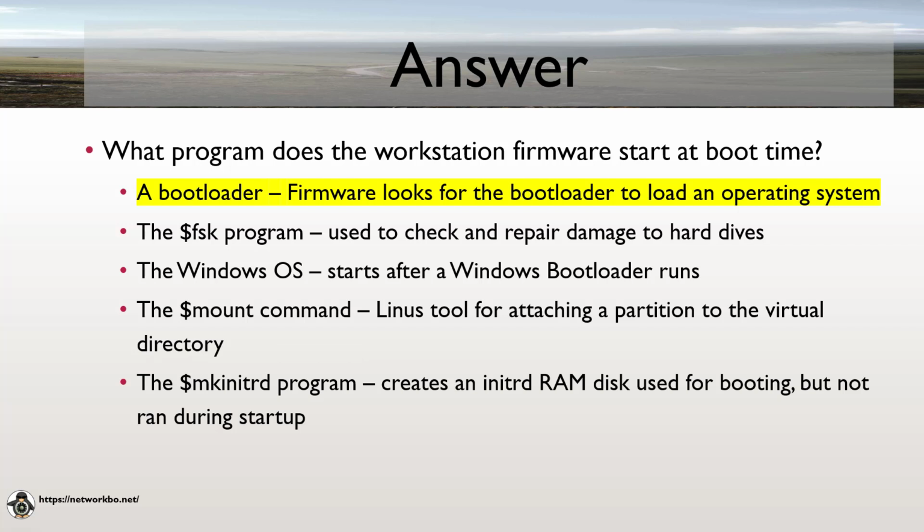And the answer is a bootloader. Firmware looks for the bootloader to load an operating system. The file system check program is used to check and repair damage to hard drives. The Windows OS starts after a Windows bootloader runs. The mount command is a Linux tool for attaching a partition to the virtual directory. The mkinitrd program creates an initrd RAM disk used for booting, but not run during startup.